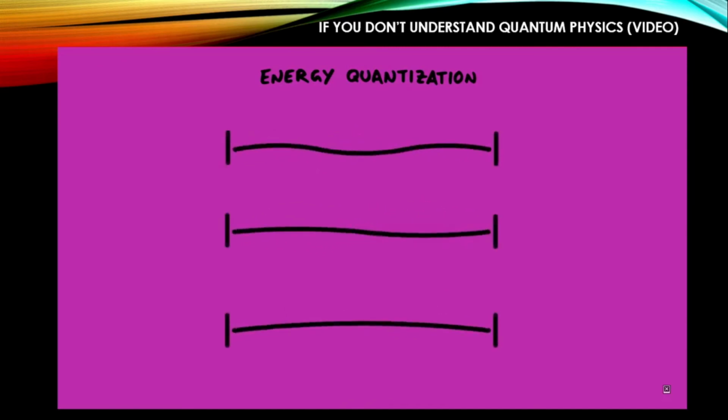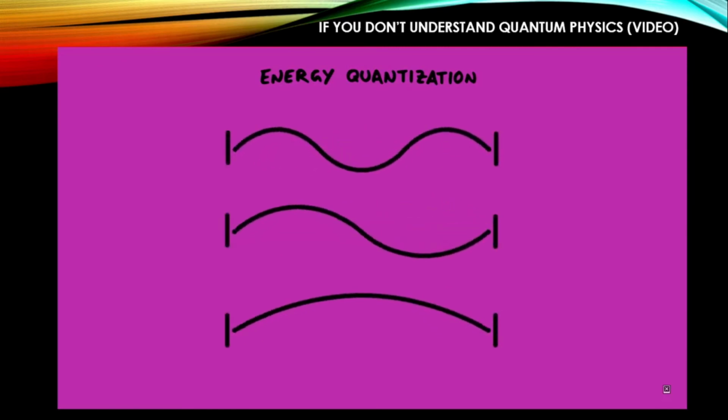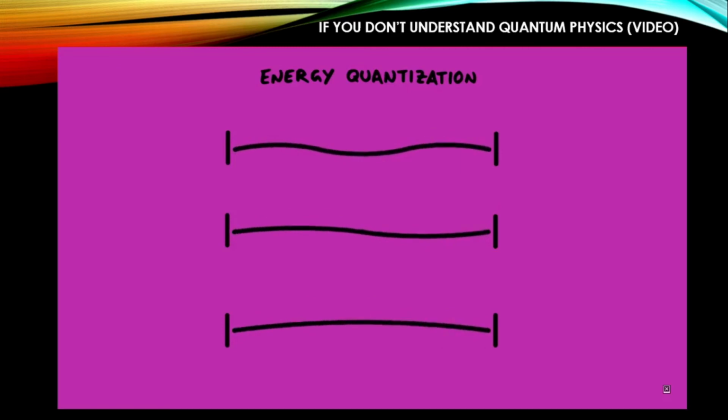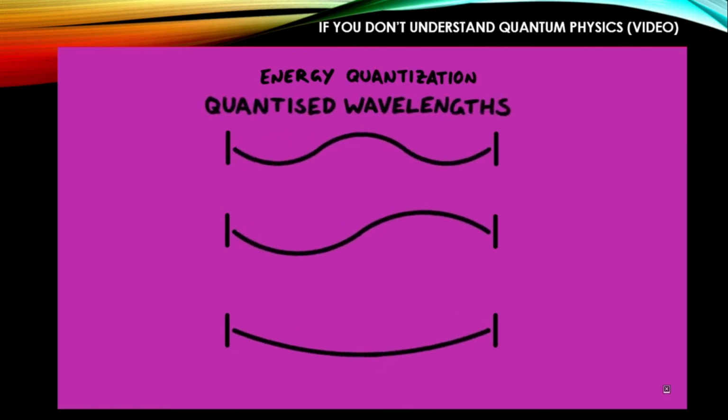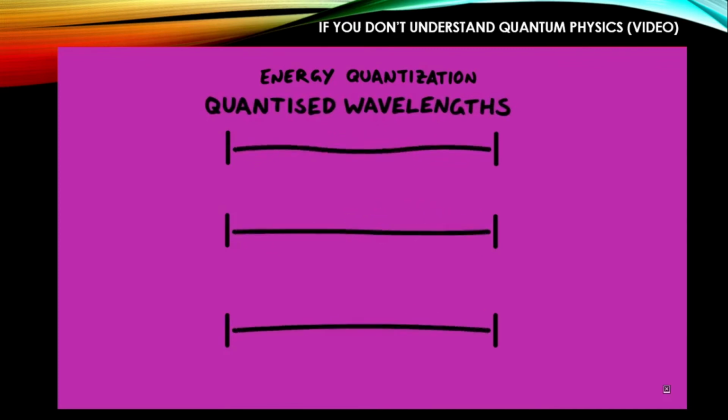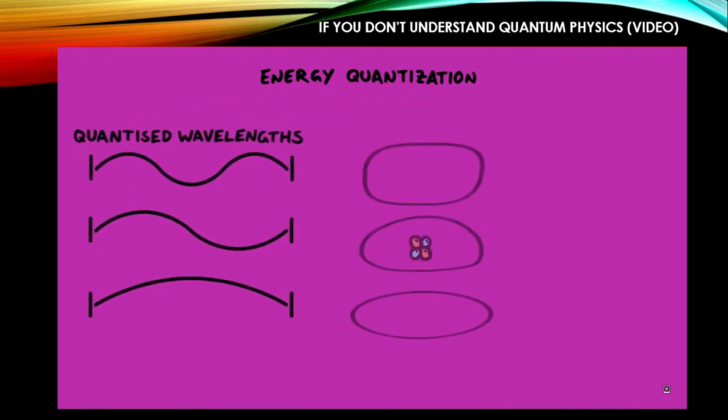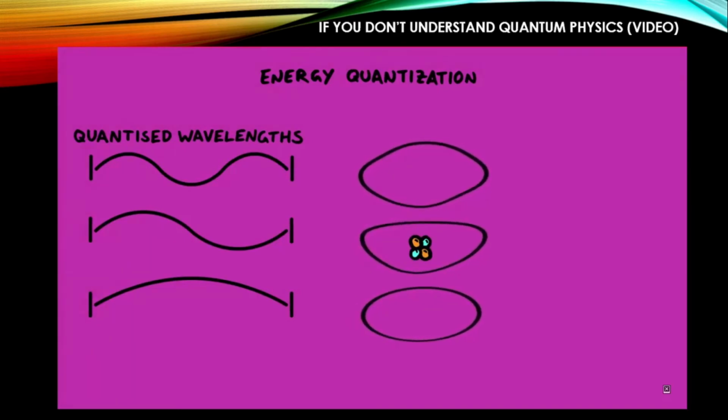Imagine a string that's tied at both ends, like a guitar string. If you pluck it, only certain waves can exist because the ends are tied down. In this situation, we say that the wavelengths are quantized to certain values. The same thing happens if you tie the ends of the string together, because the waves have to match up. They can only vibrate in certain restricted ways.